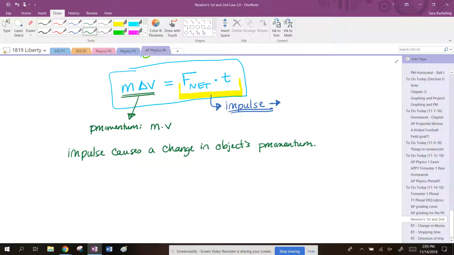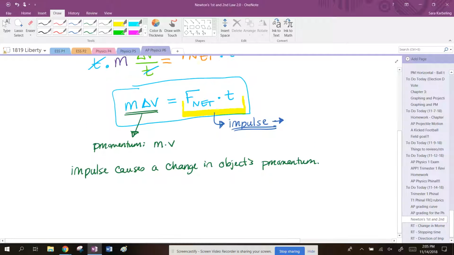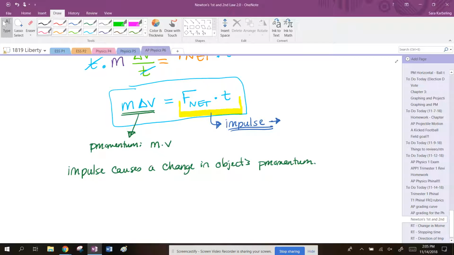Now, to me, this thing in a box is really just Newton's first and second law, but they give it another name too. This is also called the impulse-momentum theorem. The impulse-momentum theorem. Okay?